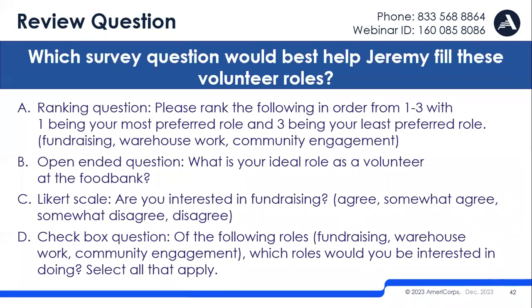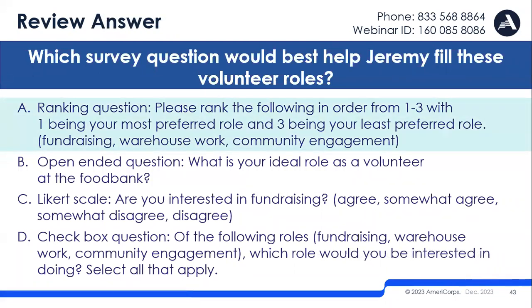All right, so it looks like the group is split. The correct answer here is A. Jeremy could use a ranking question to understand volunteers' preferences and match them with the best roles. And a lot of people selected D, and a lot of you might have thought about D. And D would be another question to understand their willingness to participate in different roles, and you would get a broad sense of anything that they might be interested in doing.